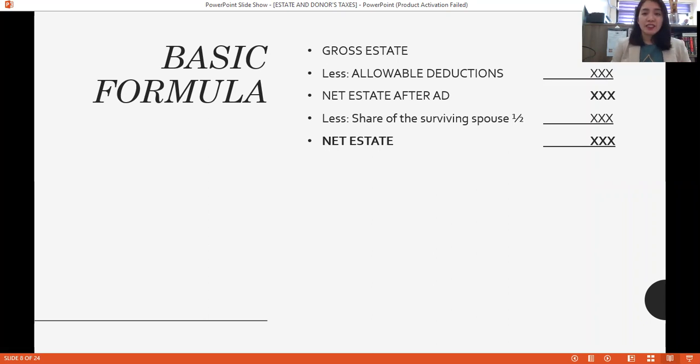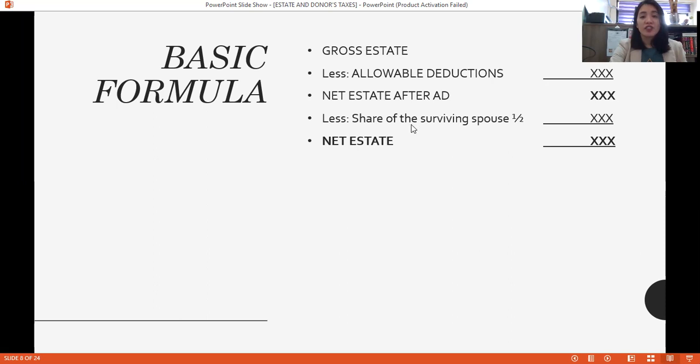So, less allowable deductions. Dapat yung gross estate, lahat daw ng properties mo at the time of death. So kung meron kang mga properties na nabenta mo na before you died, hindi na yun sila included, but lahat lang ng mga properties na hindi mo pa na-dispose at the time of death. Then less allowable deductions, so we will discuss later kung ano yung mga allowable deductions. And then pag deduct mo yan ng allowable deduction from the gross estate, then you will arrive at the net estate after allowable deduction. Okay?